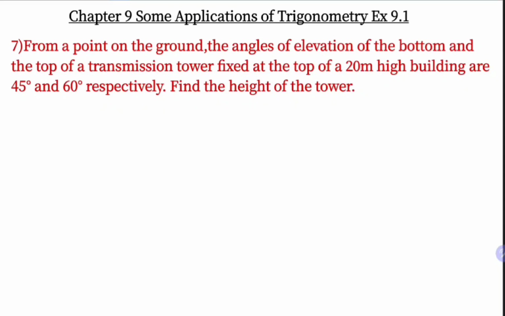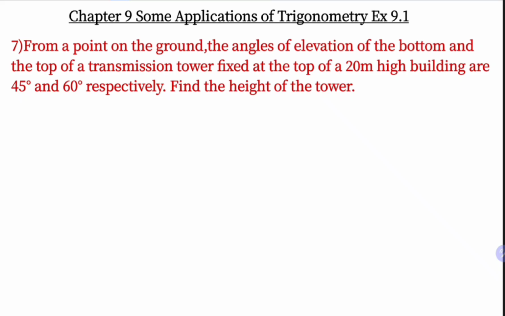Let us today discuss question 7 of exercise 9.1. From a point on the ground, the angles of elevation of the bottom and top of a transmission tower fixed at the top of a 20-meter high building are 45 degrees and 60 degrees respectively. Find the height of the tower.